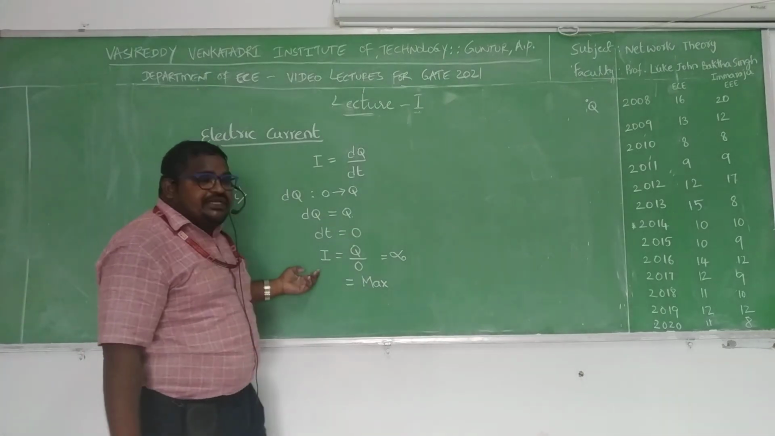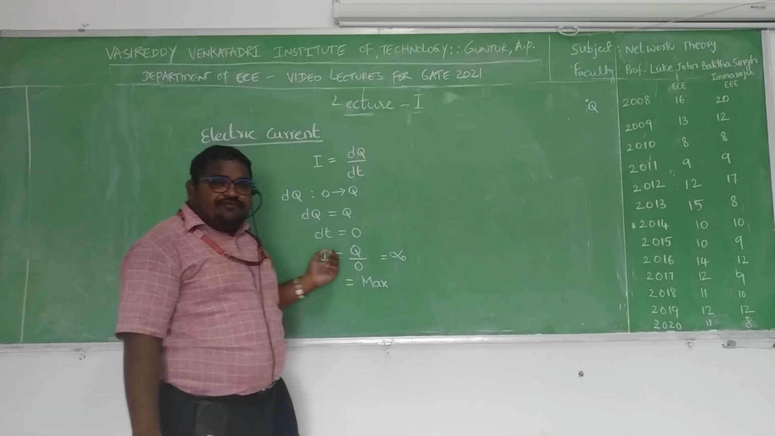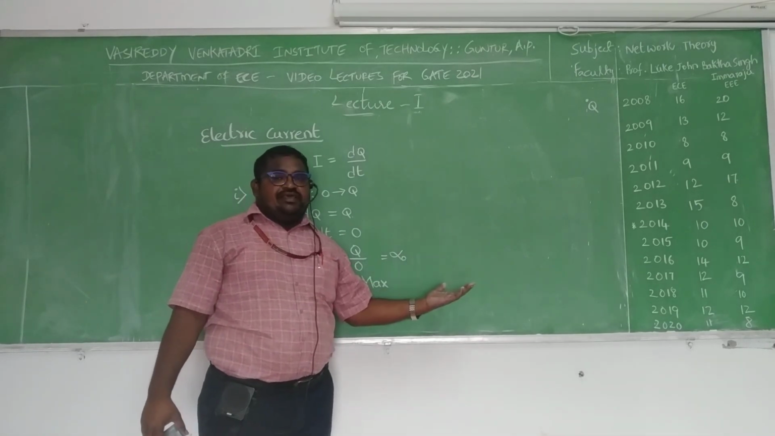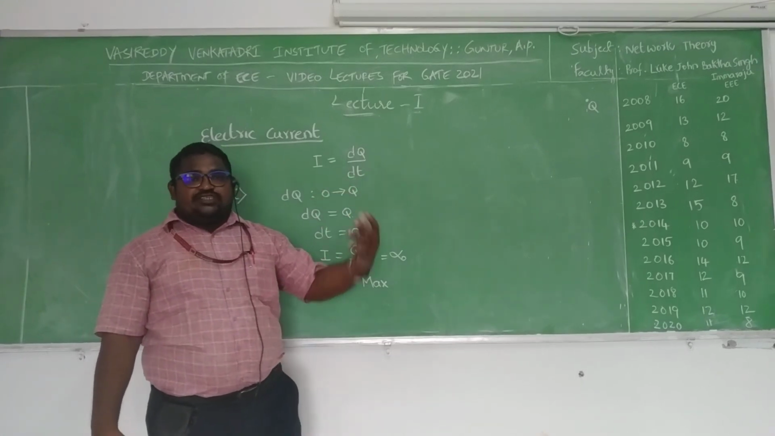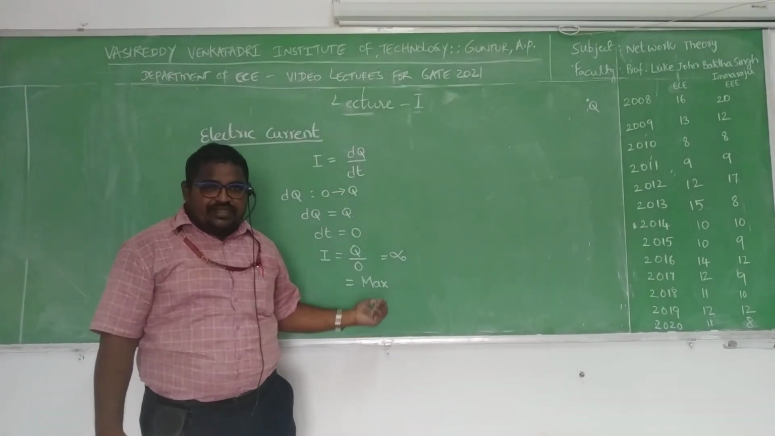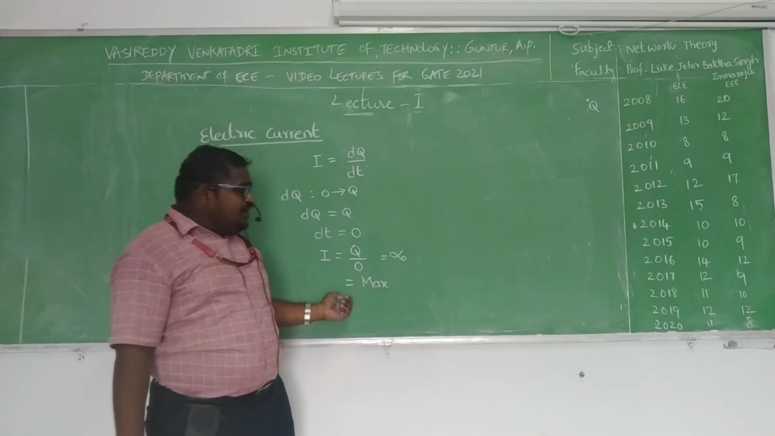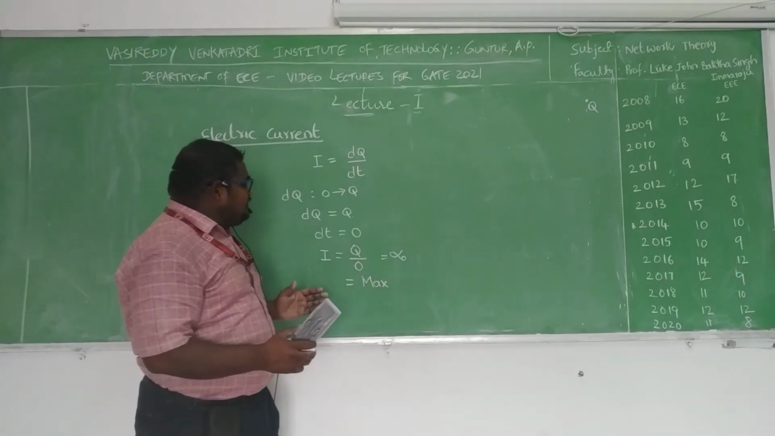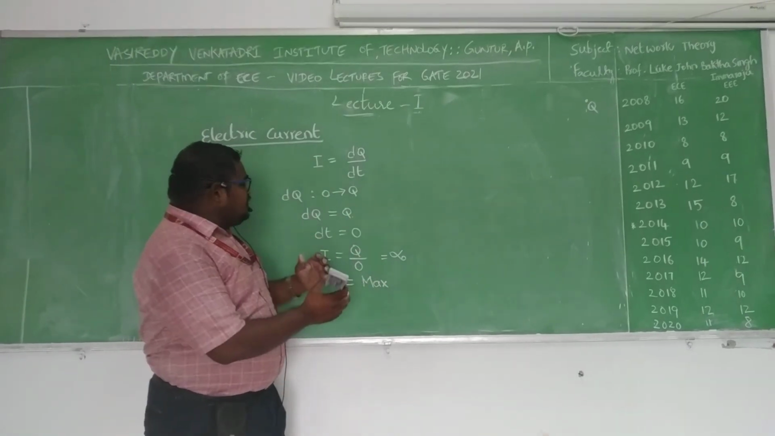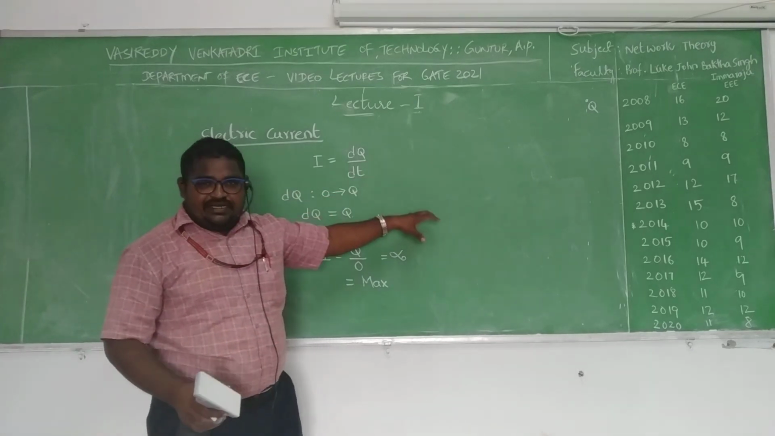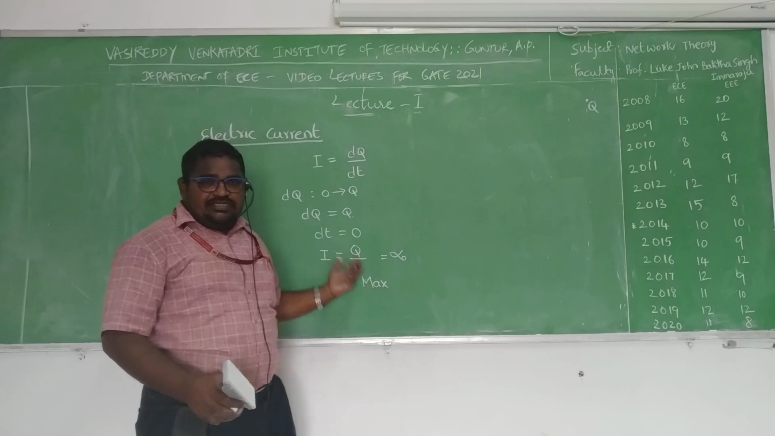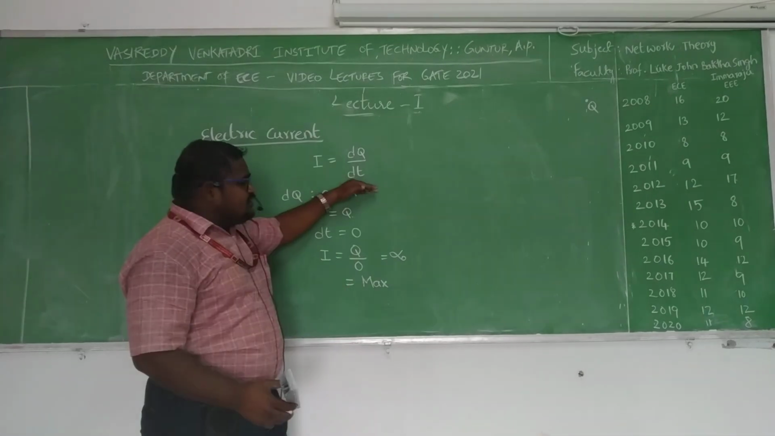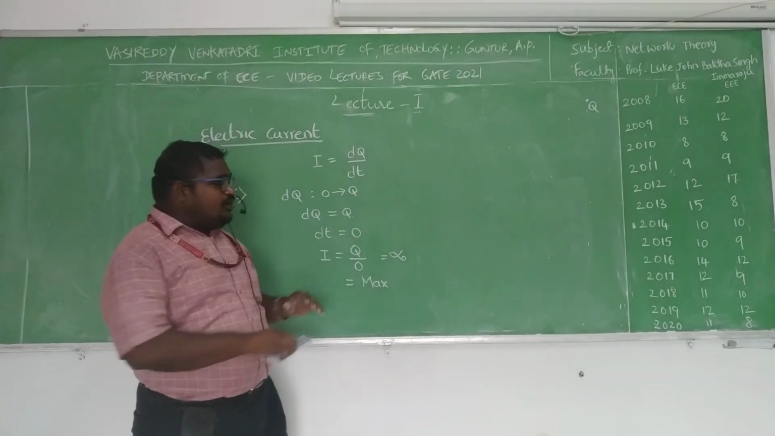In which circuit is the current maximum, or infinity? The circuit where the terminals are shorted, a short circuit. What do we mean by a short circuit? The circuit in which the charge changes suddenly acts as a short circuit.